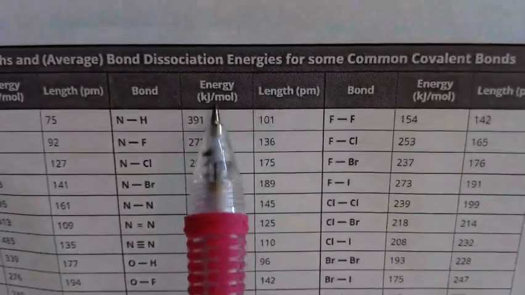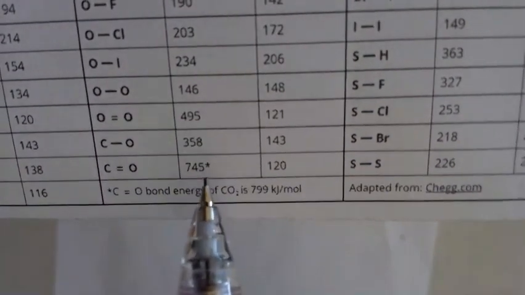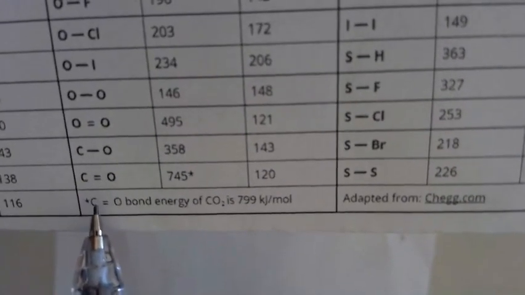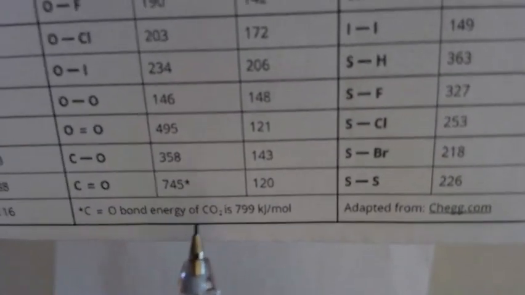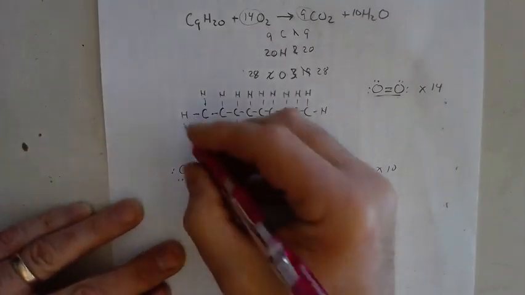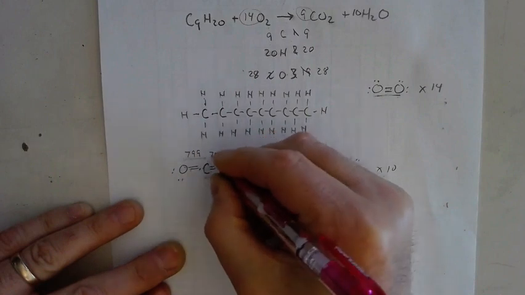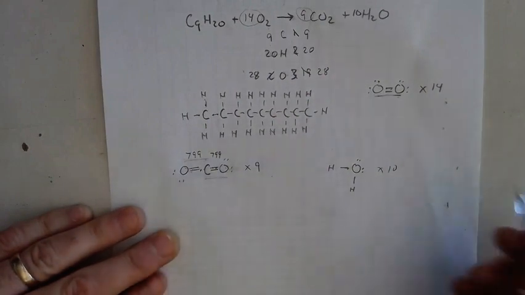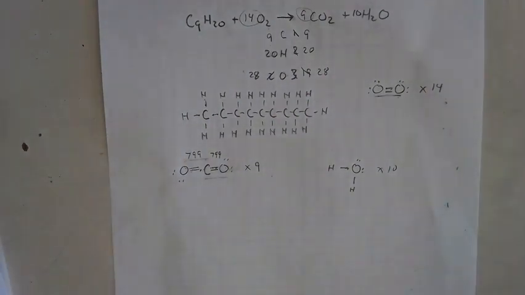Don't worry about the length. All we're doing is the energy in kilojoules per mole. So C double bonded O is 745, all right? Except you notice down here, it says that the C double bonded O bond energy for CO2 is 799. So these two bonds here, each one is 799. So I have those being 799. I'm using this chart to figure out what the bond energies of each one are.